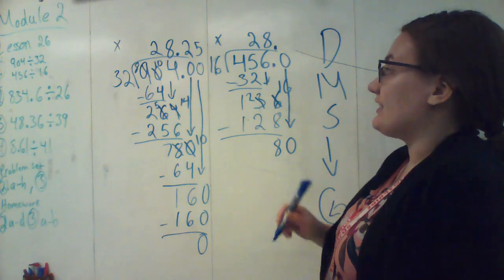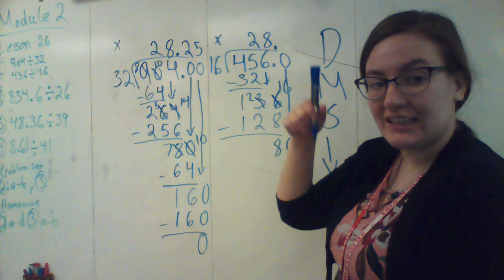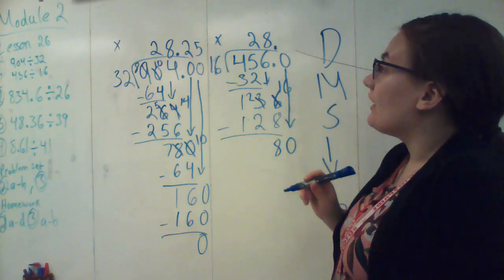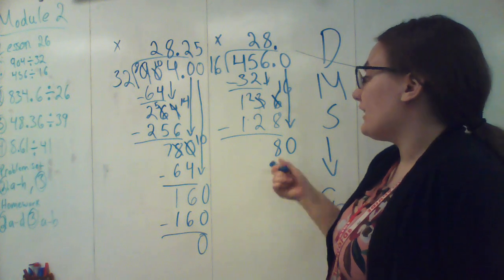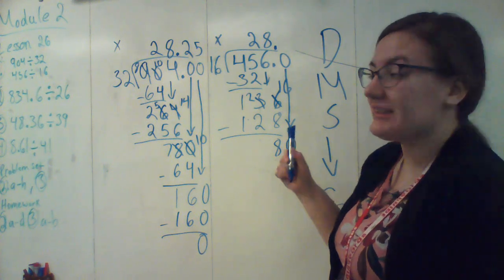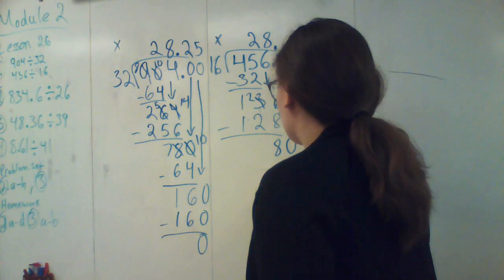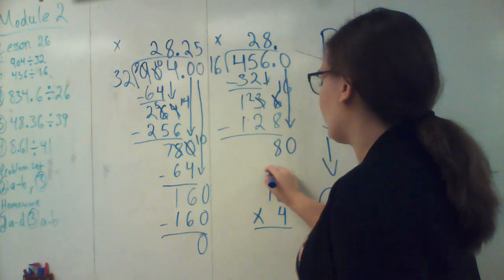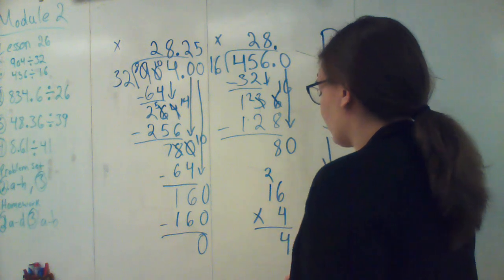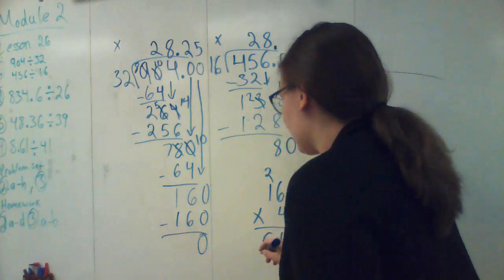So again, I can think of this as, well, I know that I can round 16 up to 20 and think about, well, 20 times 4 is really close, is 80. So maybe 16 times 4 will work. So I'm going to do 16 times 4. 6 times 4 is 24. 1 times 4 is 4. 4 plus 2 is 6.